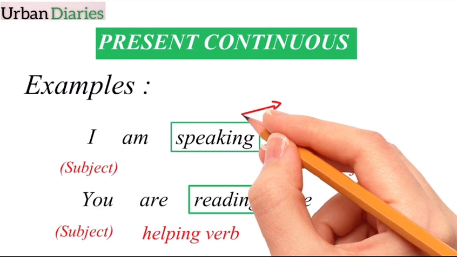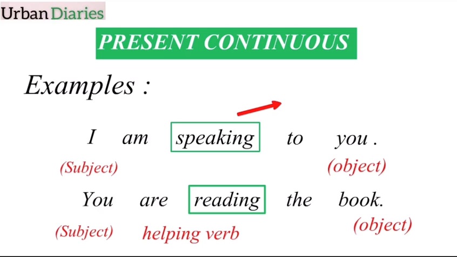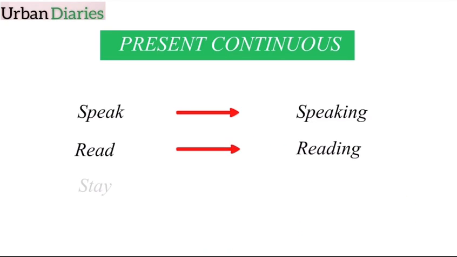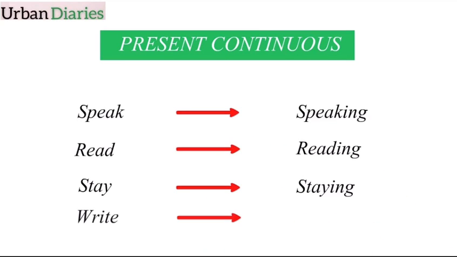We have already discussed when we add ing to the first form of the verb, it becomes present participle. Like speak becomes speaking, read becomes reading, stay becomes staying, write becomes writing and so on. For a better understanding, you may watch the video on all types of verbs on my channel. You will surely get the link in the description box below.